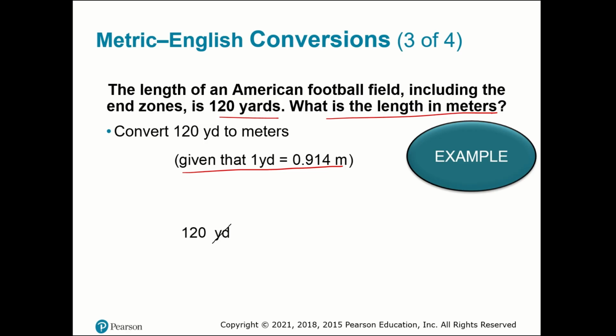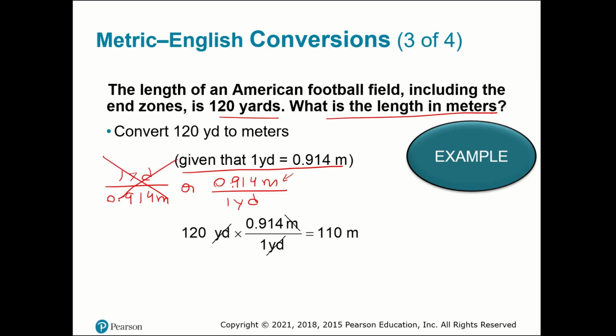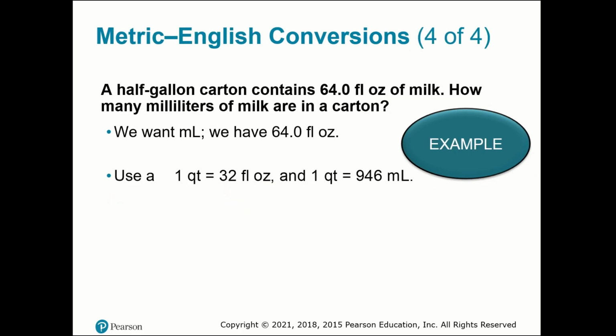So the given is in yards, so I could say 1 yard has 0.914 meters, or 0.914 meters divided by 1 yard. Of course, if you want meters, meters must be up here, so I'm not going to use this one, I'm going to use this. Okay, so I have 110 meters. It's all pretty much the same.